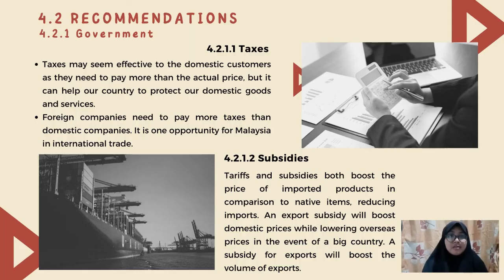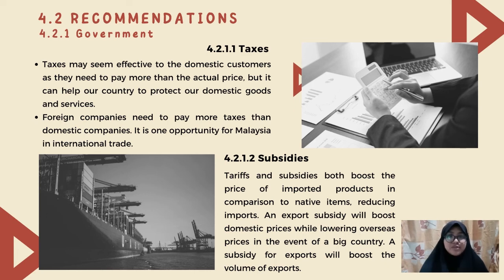Second, recommendation. We separate three categories for the solution. There are government, media, and society. For government, there are taxes and subsidies. First, taxes. We will upgrade the policy of tax for international trade, as tax will be effective on the domestic customer, as they need to pay more than the actual price. But it can help our country to protect our domestic goods and services.